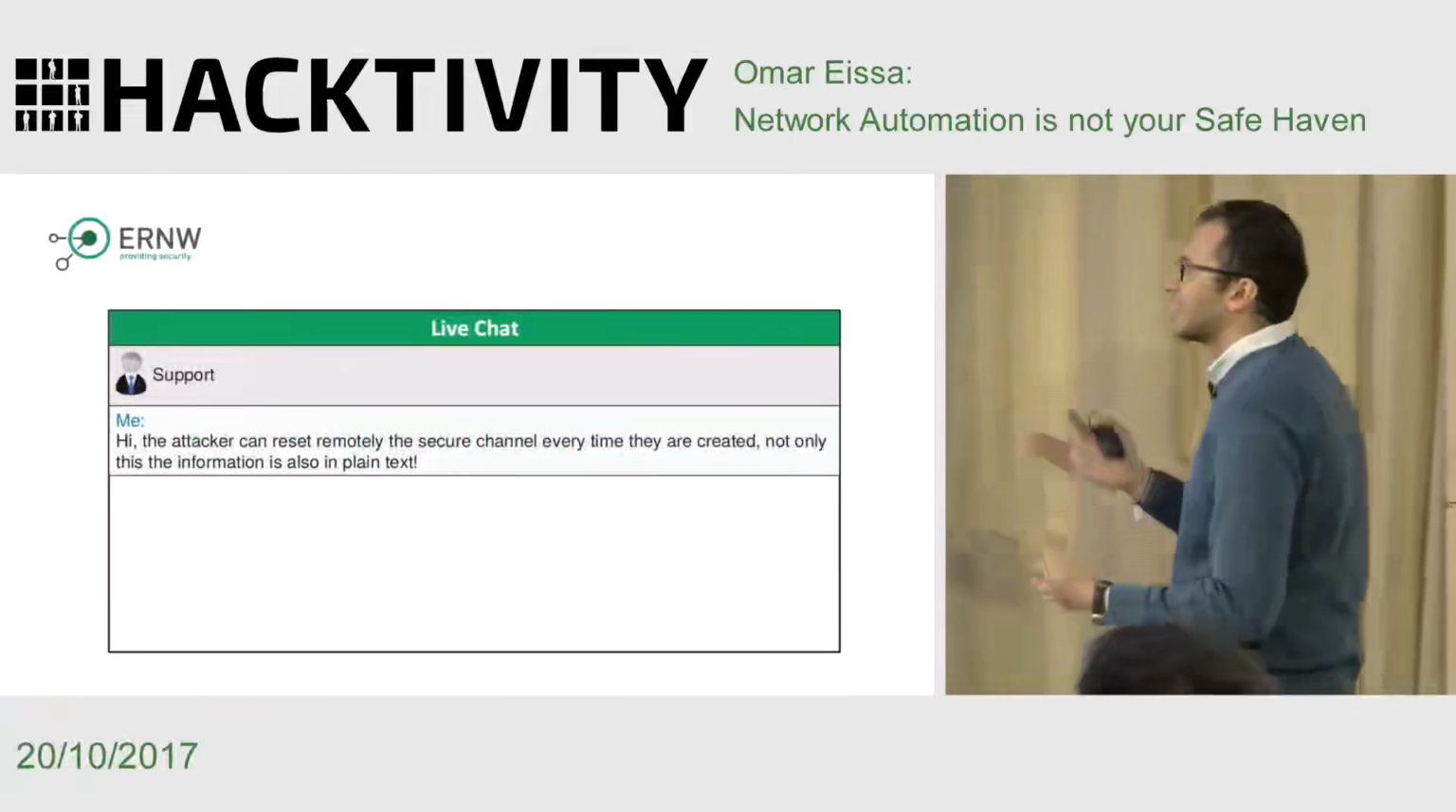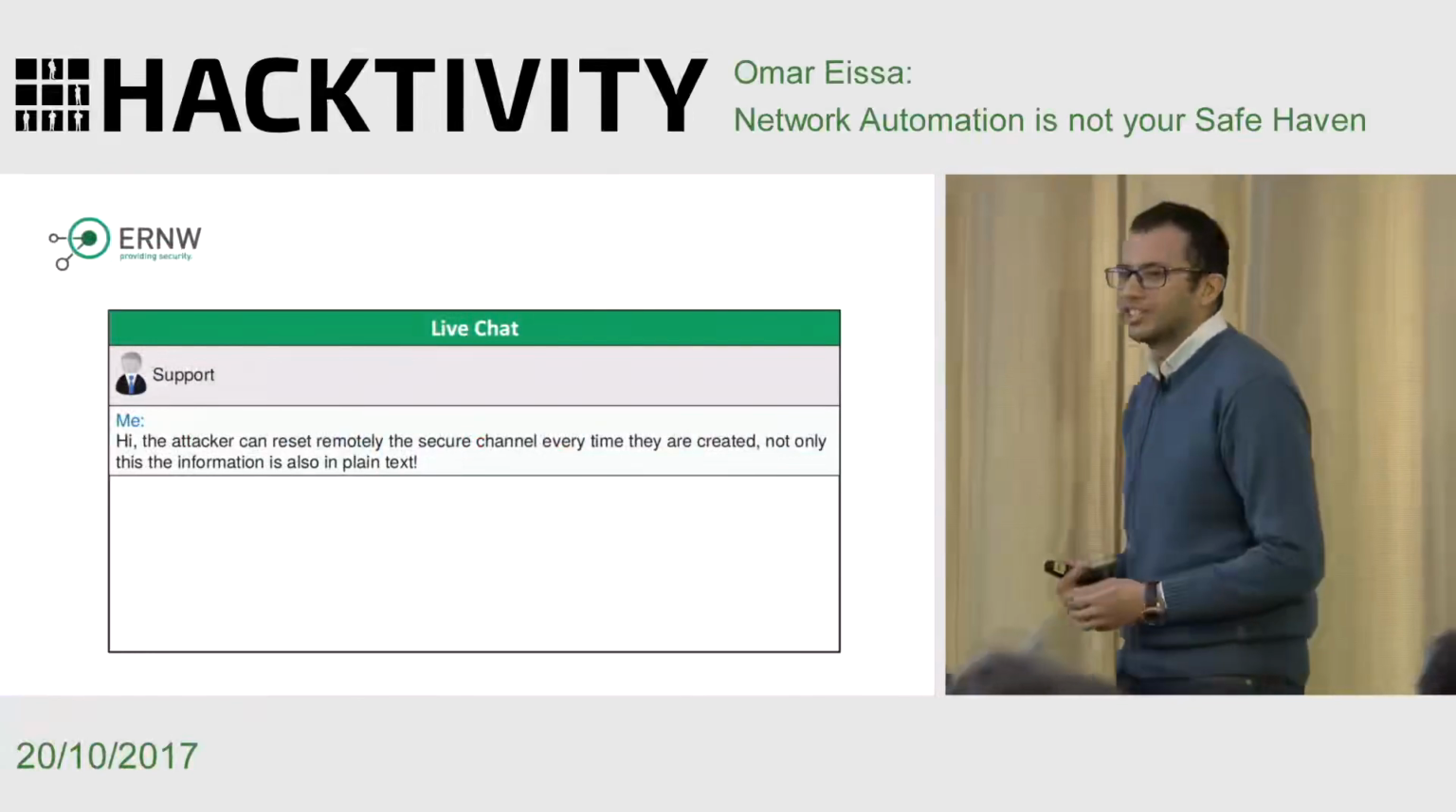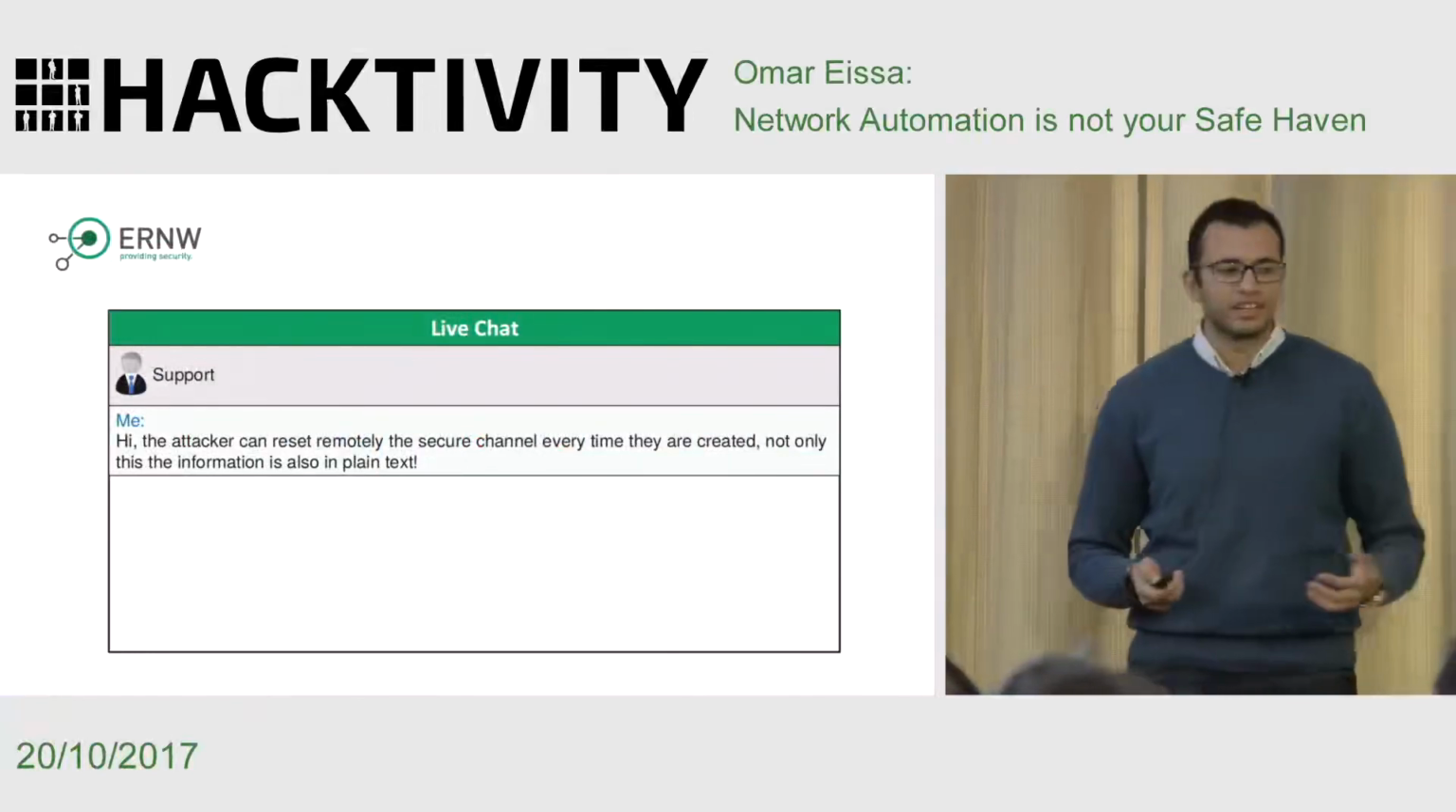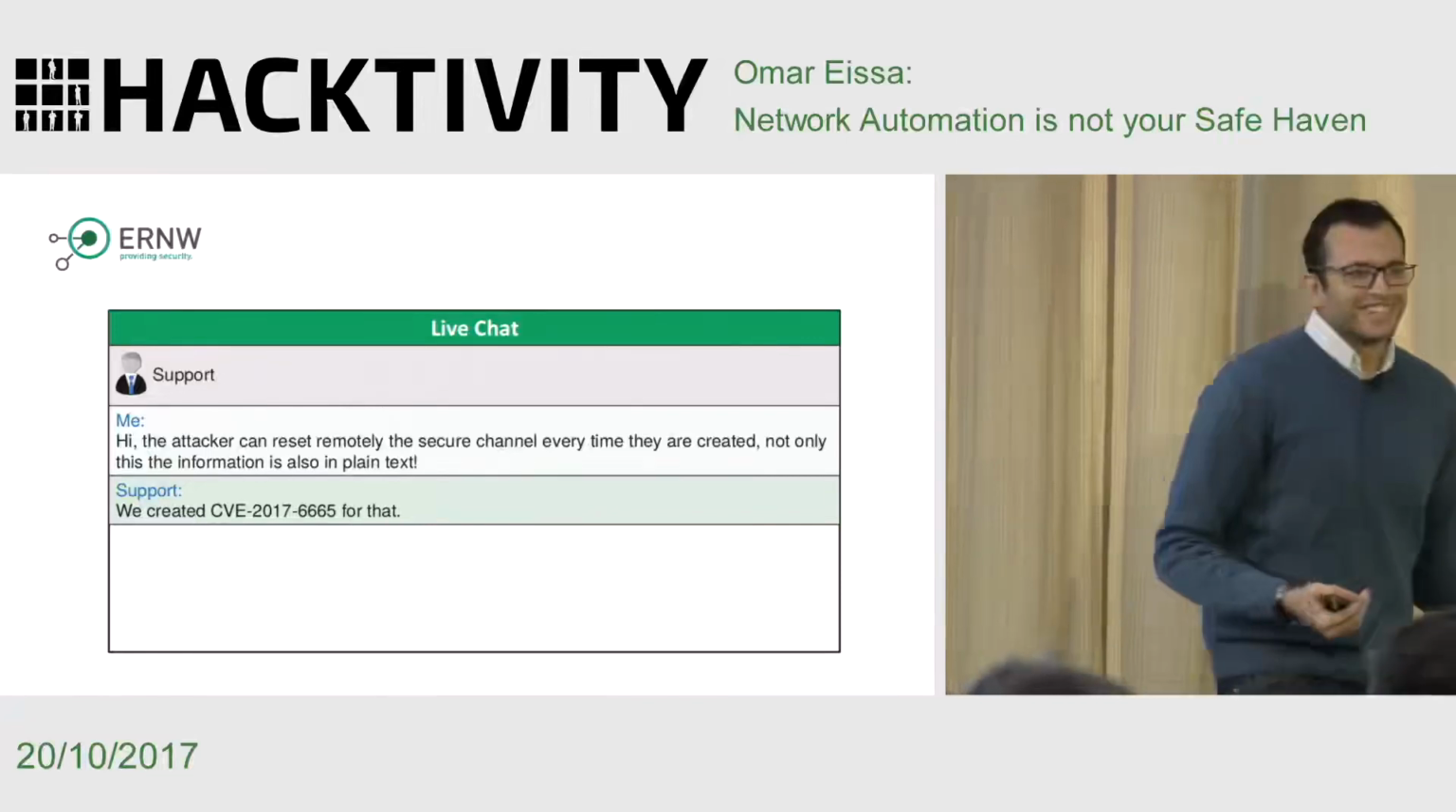Something like the attacker can reset the remote or secure channel and can see everything in plain text. What do you think? Yeah, it's another CVE. Come on.